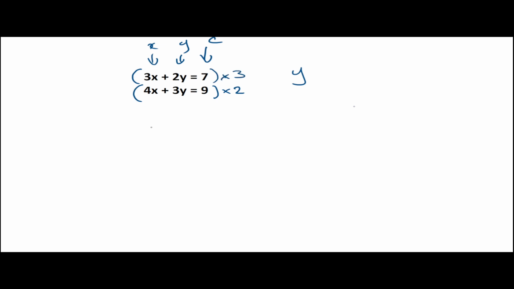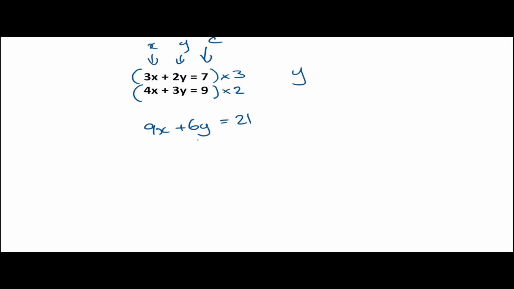And what we get is 9x plus 6y equals 21. So 3x times 3 is 9x. 2y times 3 is 6y. The equal sign stays. 7 times 3 is 21.